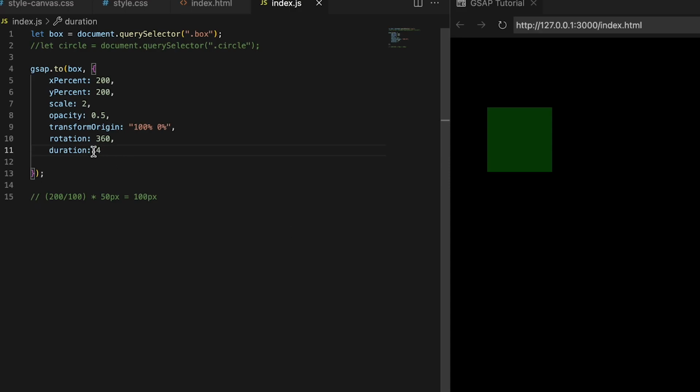Let us discuss the shorthand transforms. These are nothing but the transforms specific to the axis. Remove everything except the duration.